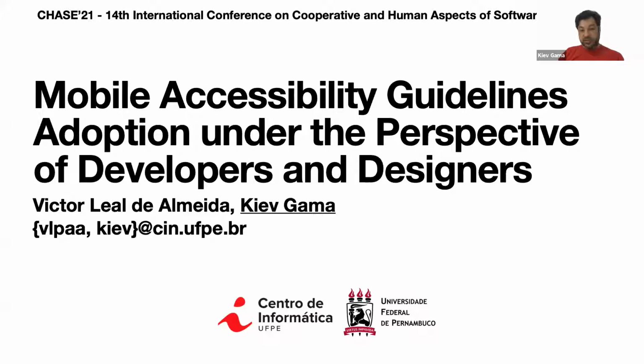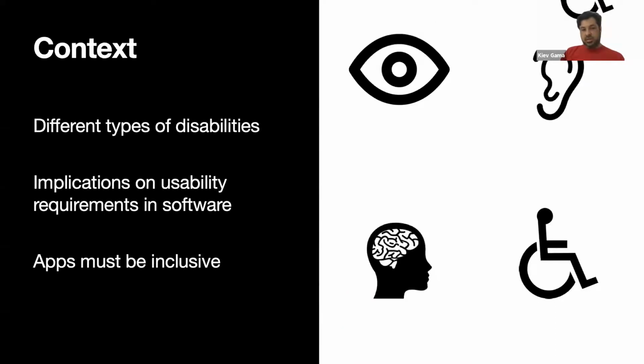What I'm going to be presenting here is the work of an undergrad student, his undergrad thesis. He's a mobile developer, and he chose to talk about mobile accessibility guidelines adoption under the perspective of developers and designers. So our context here is about people with disabilities, so different types of disabilities: visual, hearing, motor, cognitive.